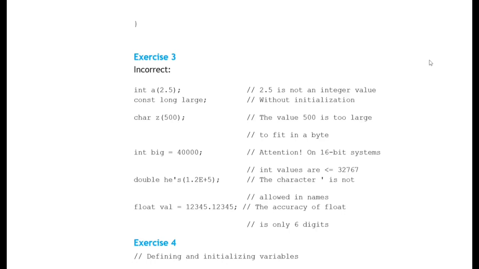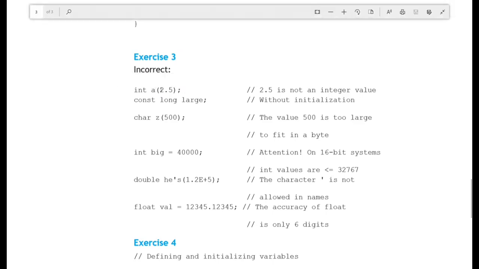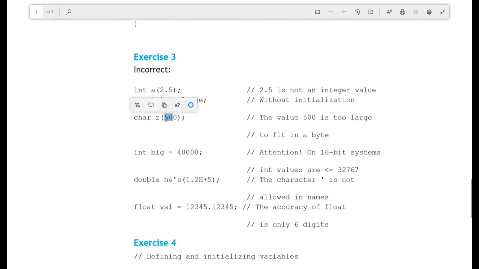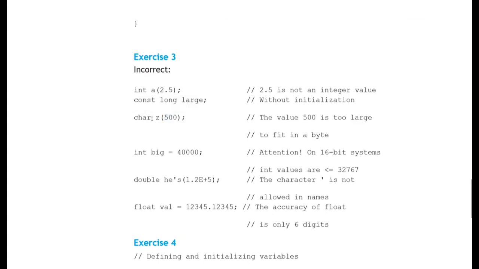Now we move on to exercise 3. And for exercise 3, you had to specify which variables were initialized incorrectly, or which constants. So the first one here that we have is int a equals 2.5. The problem being 2.5 is not an integer value. The next one here, this constant, we actually haven't initialized it at all. We've just declared it without giving it any sort of value, which is kind of pointless at this point. The next one being char, and then we're putting in 500. Obviously, the value 500 is way too large to fit into a single character.